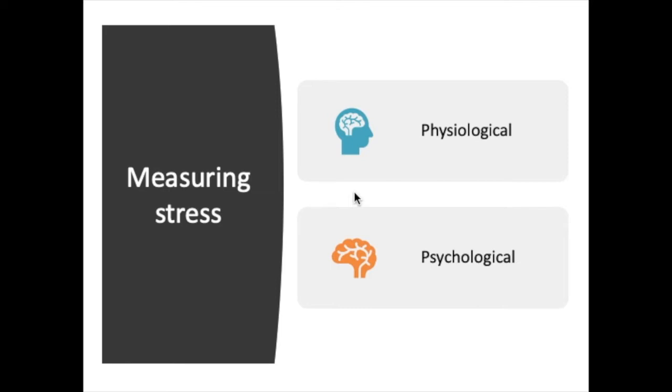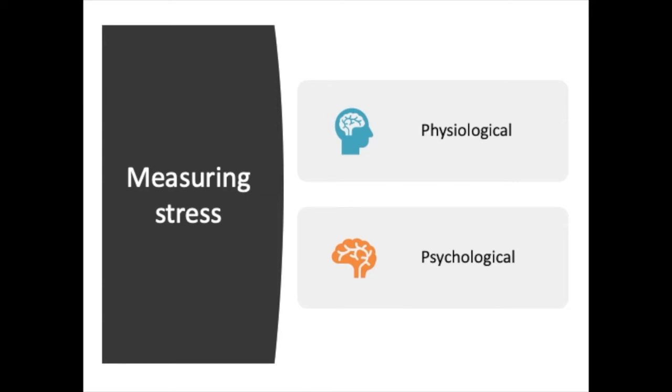Now, there are two main ways. One is physiological, second is psychological. Physiological is basically looking at physical characteristics, for example, blood pressure, level of hormones in the body. I'll talk more about that later. Psychological is basically one way to measure it using self-report, questionnaire, things like that.